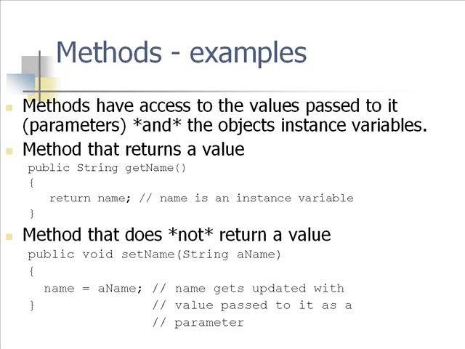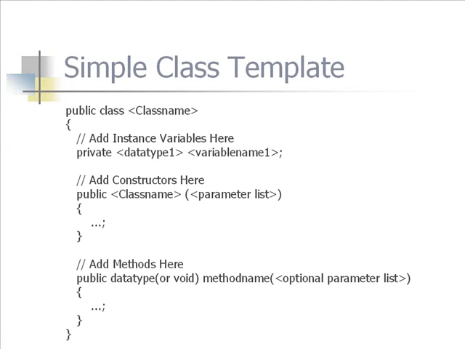Here's a simple class template you can use for all of your classes. Public class, then replace the class name with whatever you want to name your class, maybe Student. Then include your instance variables. Next, make them private, usually. It'll have a data type like String and a variable name like name. You can also optionally put an equals and some value if you choose. So put a list of the instance variables there.